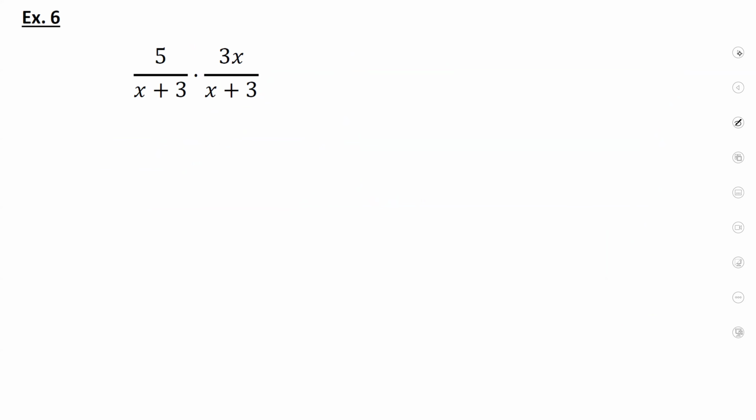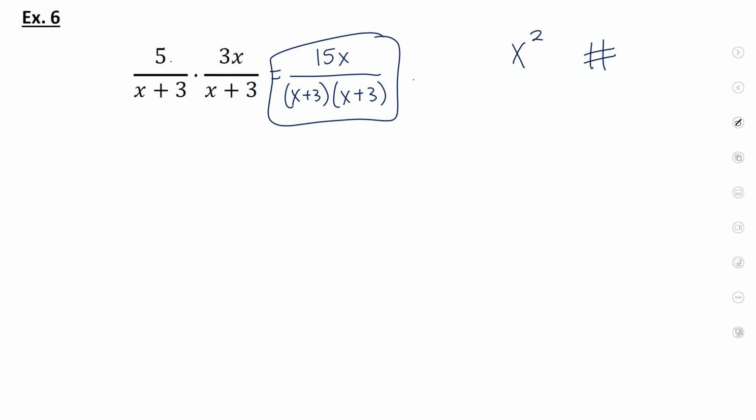Number 6. Does anything cancel out? Well, first of all, can I factor anything? No, you can only factor if you have a squared with a number term. We don't have that here. So we're just going to multiply across. 5 times 3 is 15 with the x, and x plus 3 times another x plus 3. This is your answer.